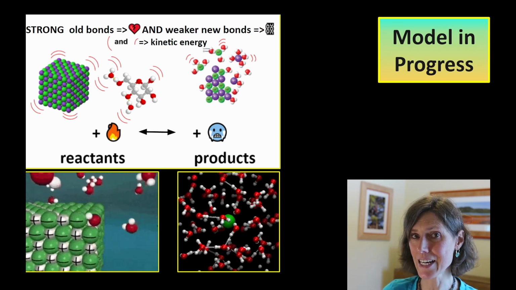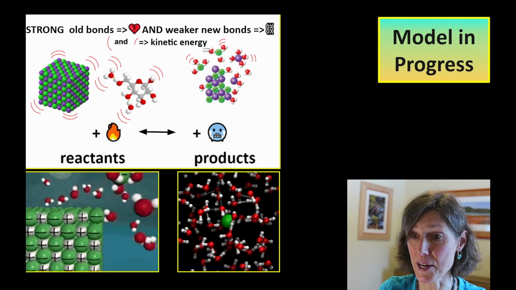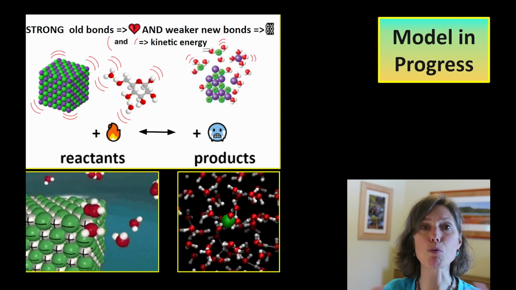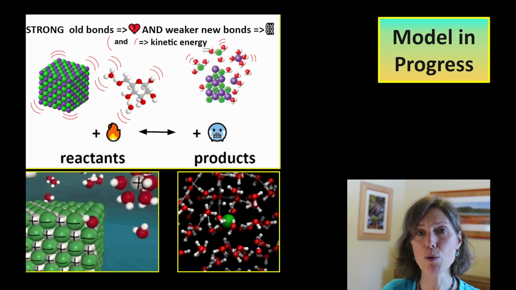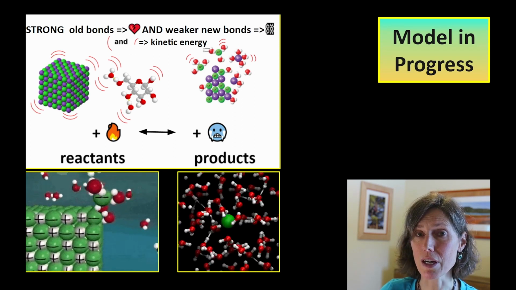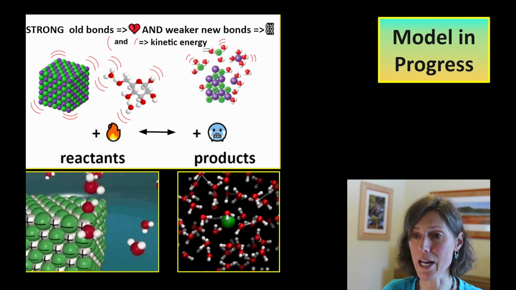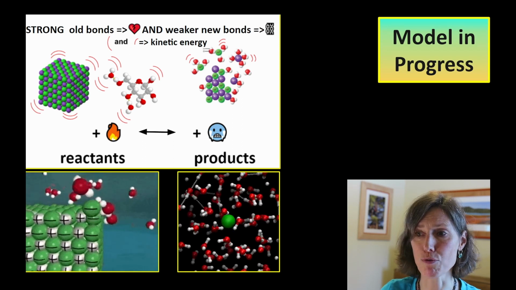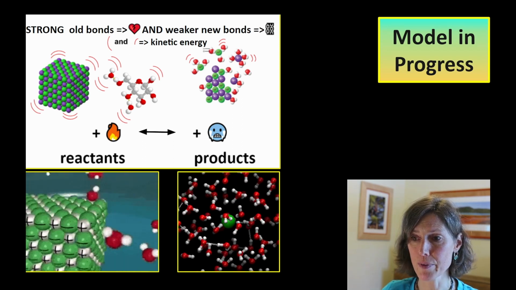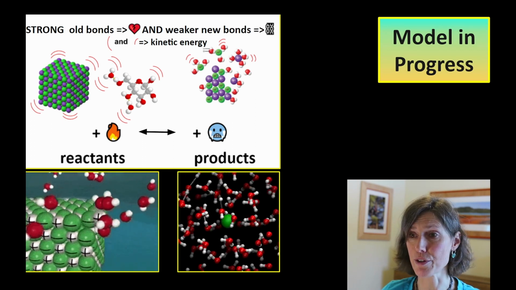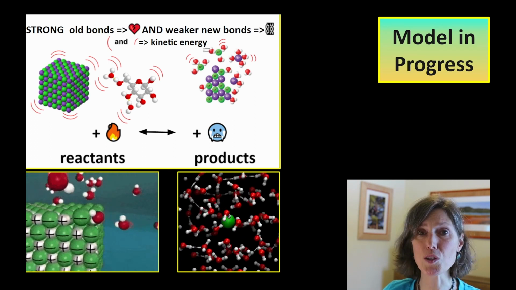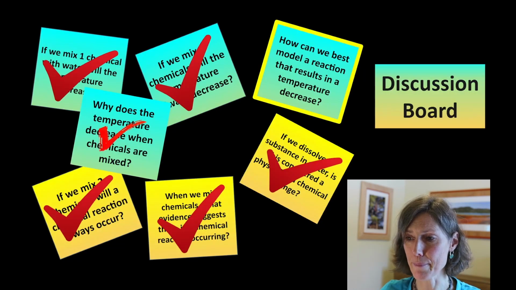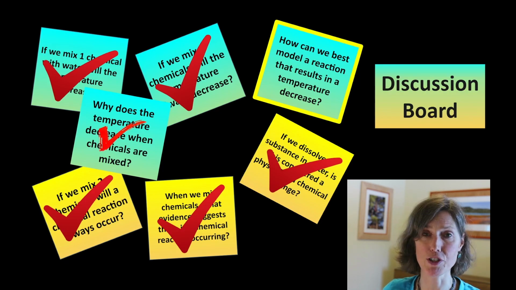So in essence, that kinetic energy indicated by the flame is going to result in a breaking of bonds. And those bonds being broken enables the potassium and chloride ions to form new bonds, namely ion-dipole forces, with the water molecules. As a result, again, the temperature drops, shown by the cold emoji. Okay, so how can we best model a reaction that results in a temperature decrease? Well, I just showed you a model. Is that the best one?